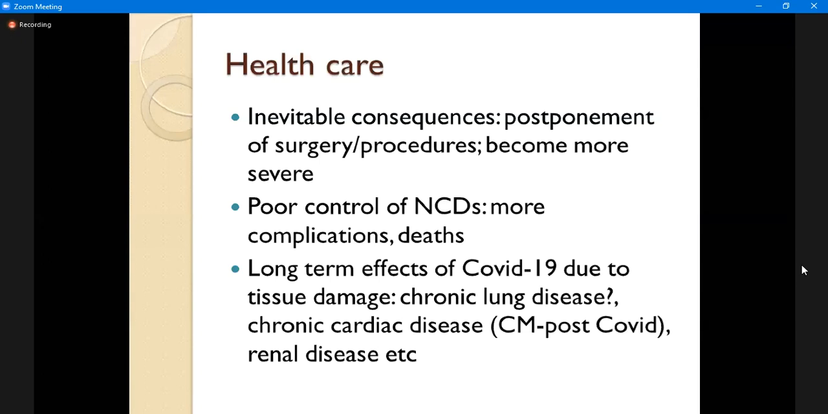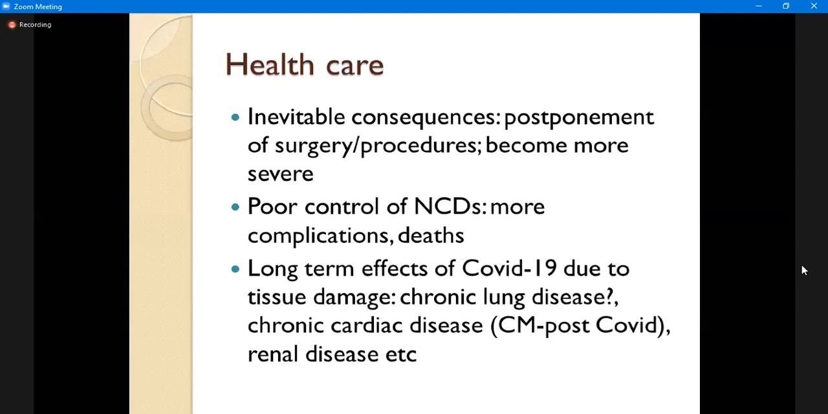We all are very concerned about this. Patients who are not getting enough medication and not getting their testing, and also no one is checking on their control and all. And then there will be more complications and more deaths related to NCDs.